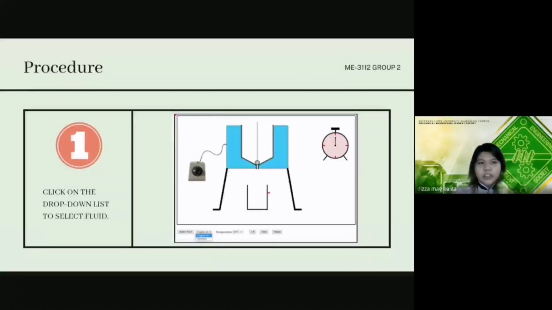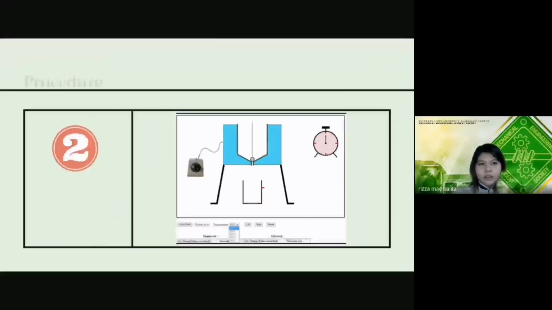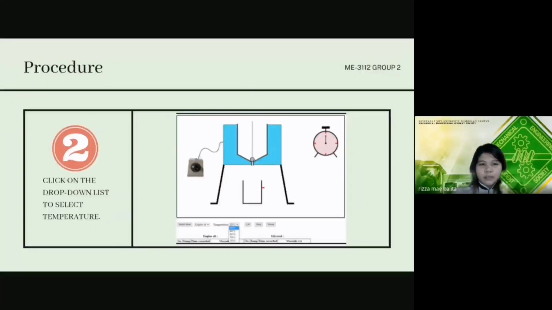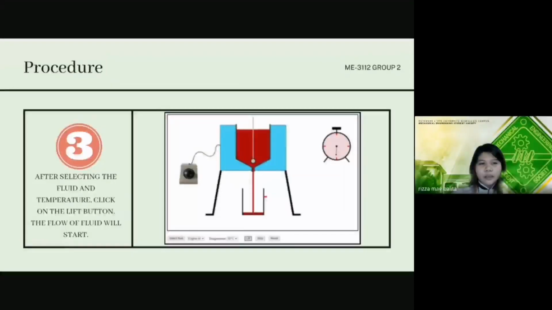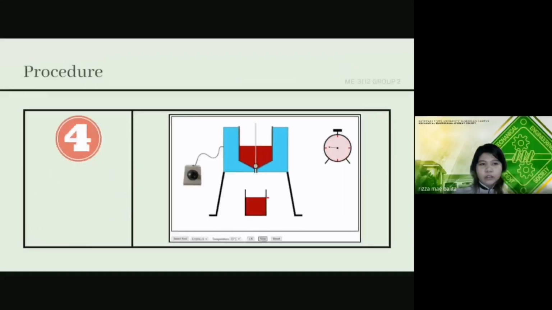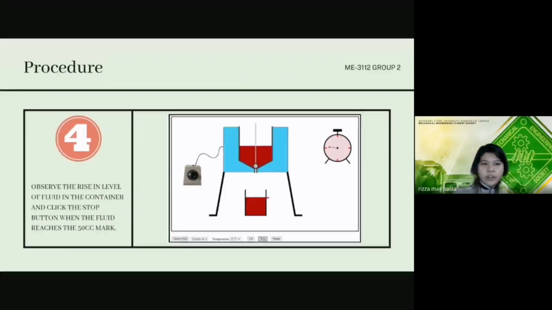Here are the steps to be followed. First, click on the drop-down list to select fluid. Second, click on the drop-down list to select temperature. Third, after selecting the fluid and temperature, click on the lift button. The flow of fluid will start. Fourth, observe the rise in level of fluid in the container and click the stop button when the fluid reaches the 50 cc mark.